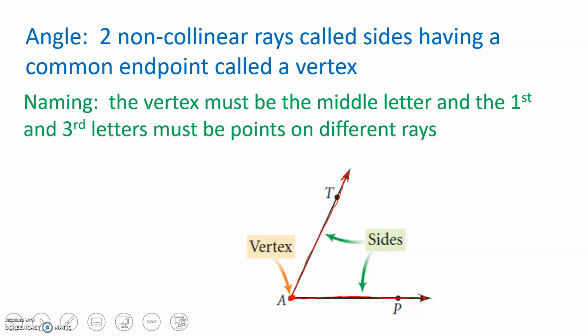When I name the angle, the vertex must be the middle letter, and the first and third letters must be points on different rays. So I could call this angle TAP. I could go the other way and say it's angle PAT, or because there's only two rays coming together at that one vertex, I can also just call this angle A.